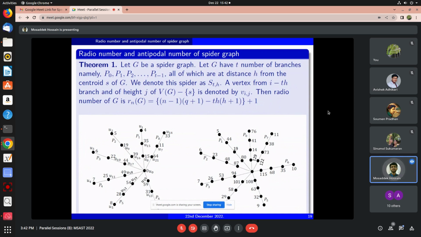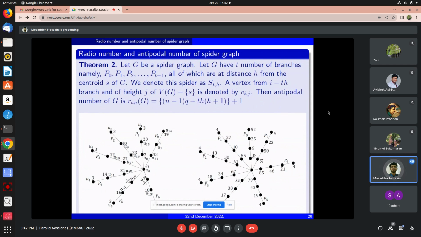Here we take two figures. In the first figure, we take T equal to 7 and H equal to 3, and we find the radio number similarly for the odd case. For the second figure we take T equal to 8 and H equal to 4, and we find the radio number of the spider graph.